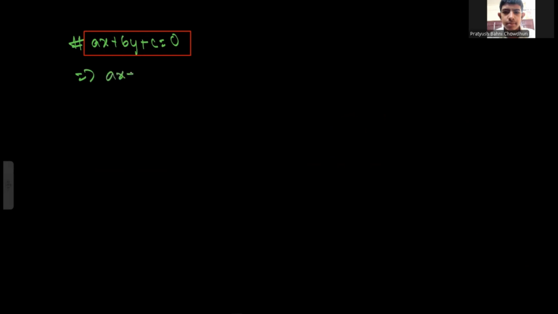How? ax plus by equals minus c. Then it comes that x by minus c by a plus y by minus c by b equals 1. Okay, it's not visible at all. Oh, what am I writing? Minus c by a and this is minus c by b.